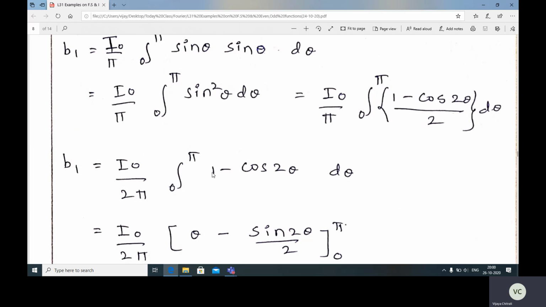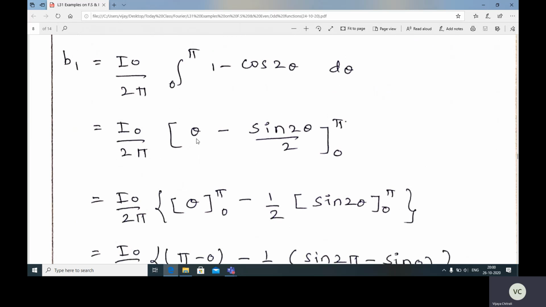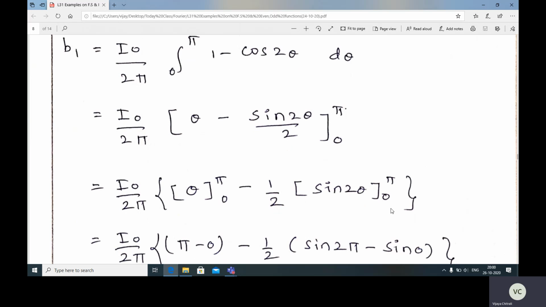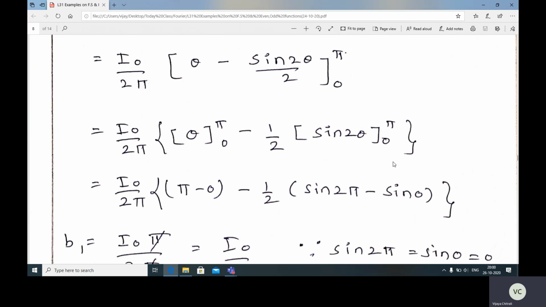So integration of 1 d theta will be theta, and integration of cos 2 theta will be sine 2 theta divided by 2, and varies from 0 to pi. So I naught divided by 2 pi, theta from 0 to pi minus 1 by 2 sine 2 theta, with limits 0 to pi. Substitute upper and lower limit: sine 2 pi minus sine 0, both equal to 0. So 0 minus 0 is 0, and 0 into something will be 0. And for theta, upper limit pi minus lower limit 0.